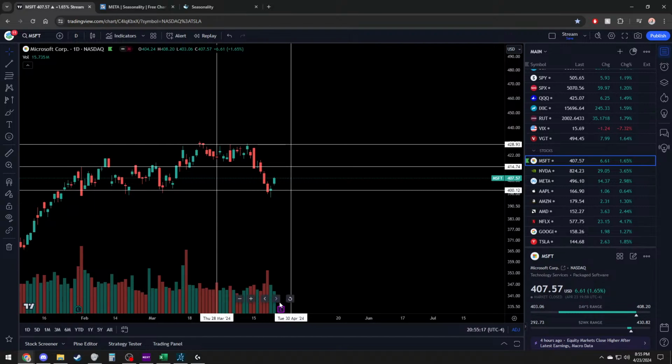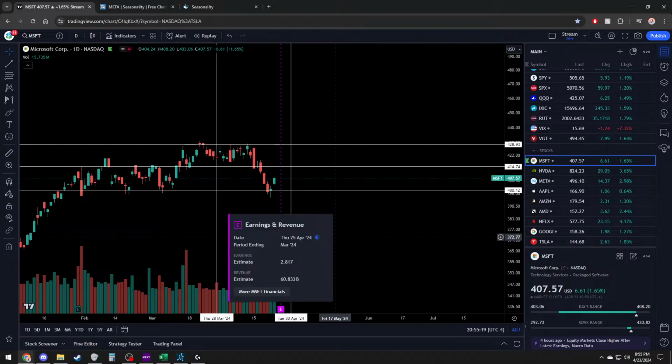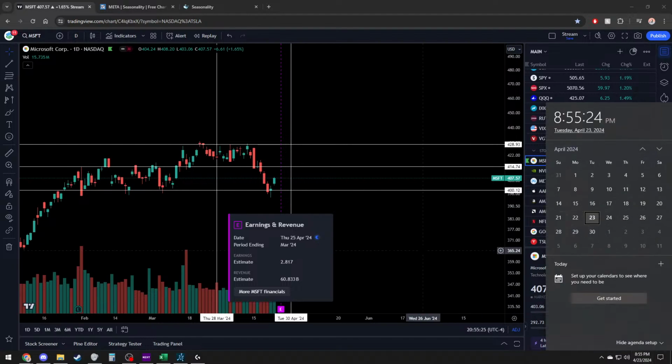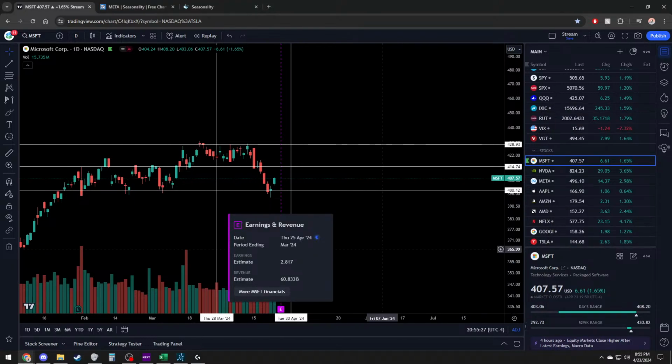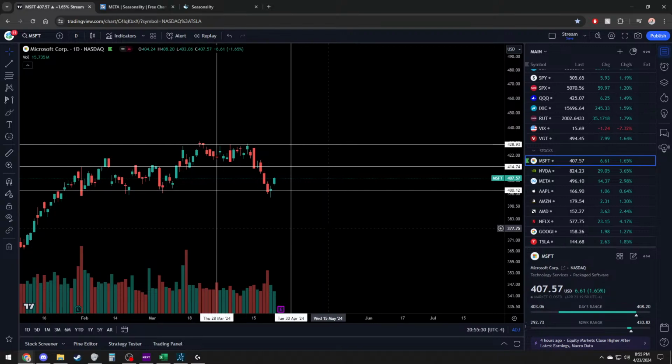Now, granted, we have earnings coming up on Thursday. Today's Tuesday, right? We have earnings on the 25th. So we'll see where this goes. I've shown this before, but if you aren't aware, with options, you can get an idea of where the price is going to go. Not the direction, but how far of a move may happen, just by looking at implied volatility on the options chain. So we could take a look at that.